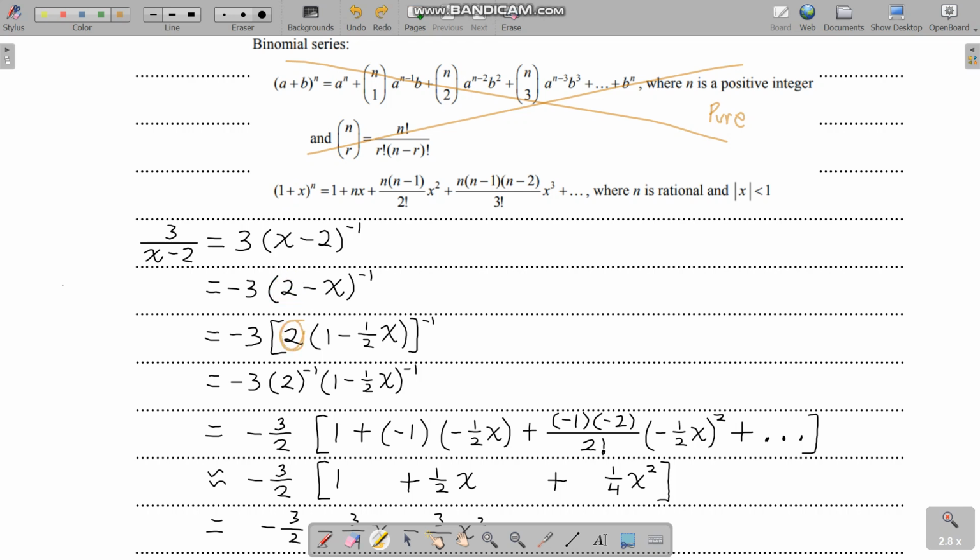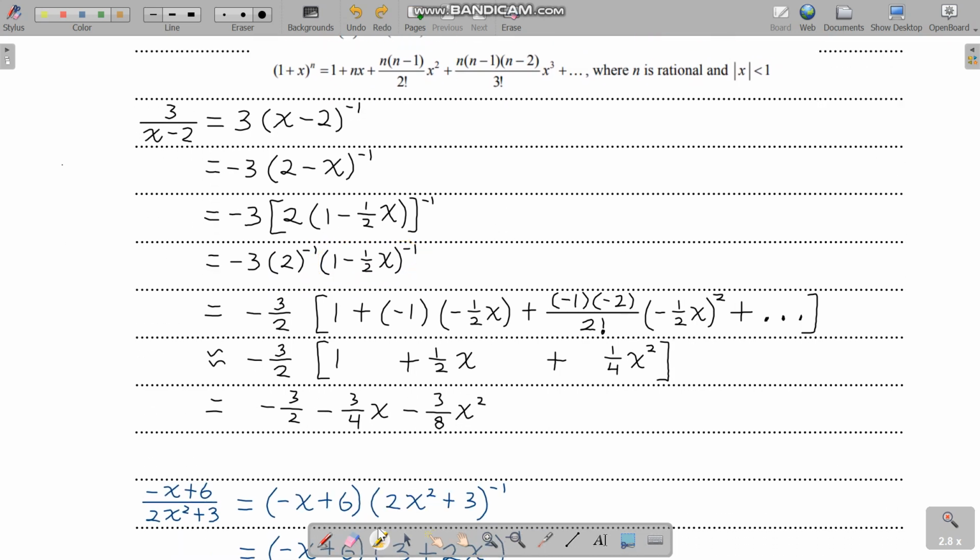So we factor out the 2, we get 1 minus 1 half x. Notice that if you expand, you're going to get 2. If you expand, you have to get minus x. Now remember, the square brackets is important because the 2 is also to the power of minus 1. So now we have 2 to the power of minus 1 times 1 minus 1 half x to the power of minus 1. Now 2 to the power of minus 1 is actually 1 half. Minus 3 times 1 half is minus 3 halves.